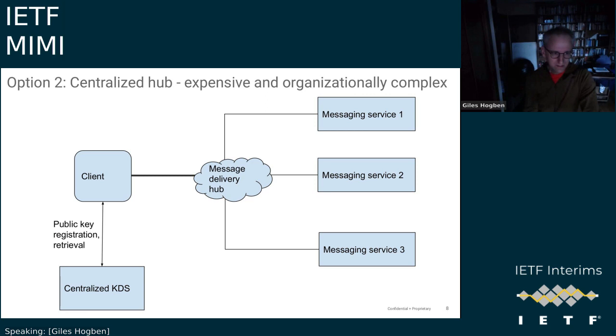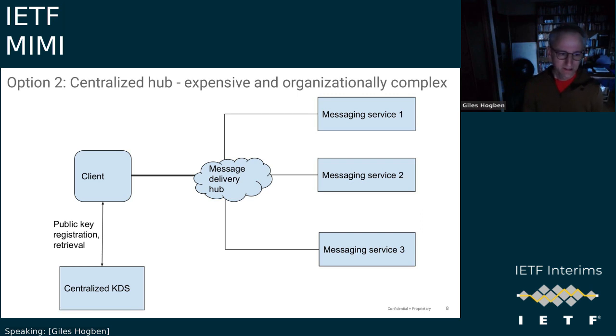The second one is the centralized hub. As I already mentioned, it doesn't really meet the economic requirements that we set, and it is also politically complicated as well.